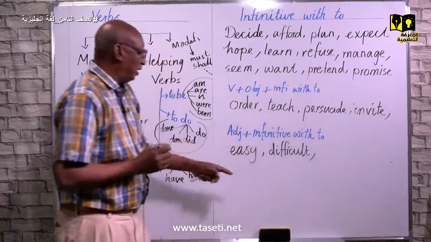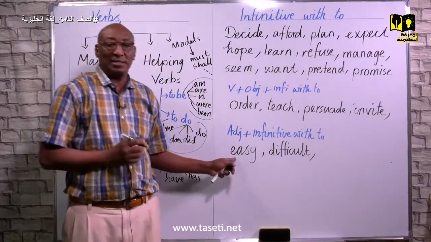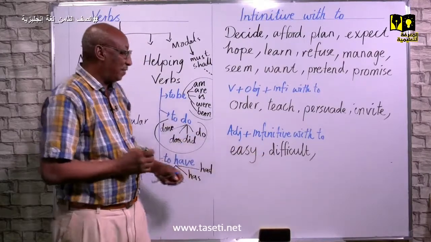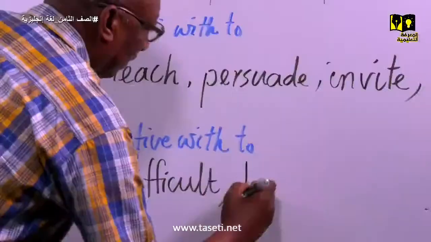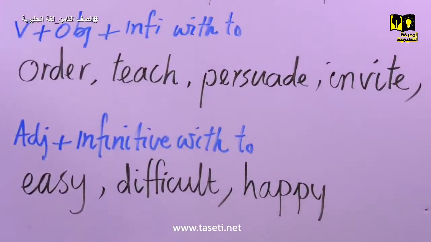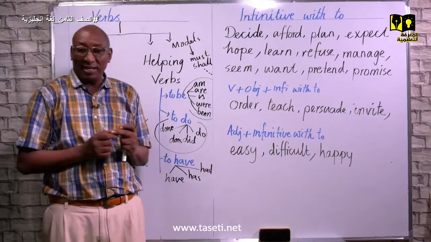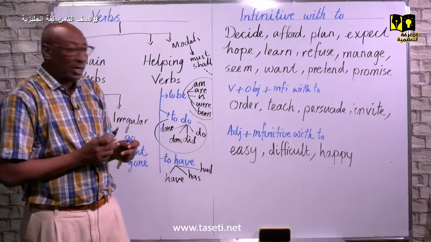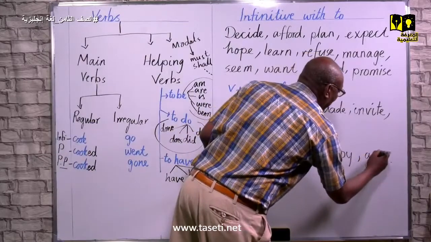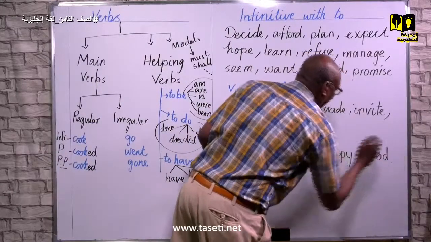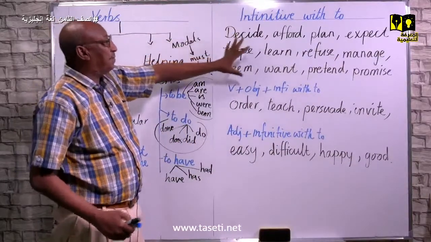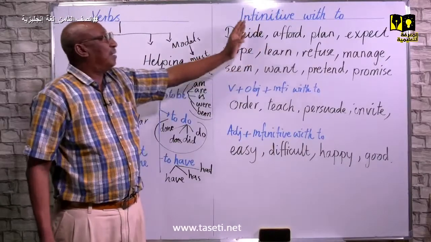Easy is not a verb. It's an adjective, right? And difficult also is not a verb. It's an adjective. And happy also. When you say, I'm happy to see you here, I am happy to meet you again, right? And also we have good. It's good to hear from you. These are the words that are followed by the infinitive with to.